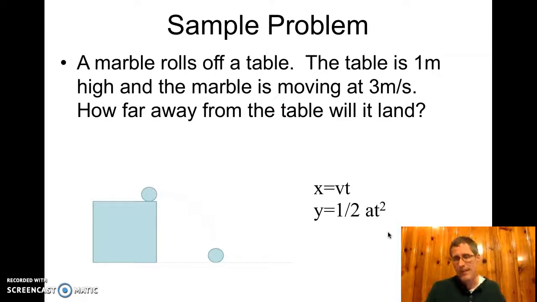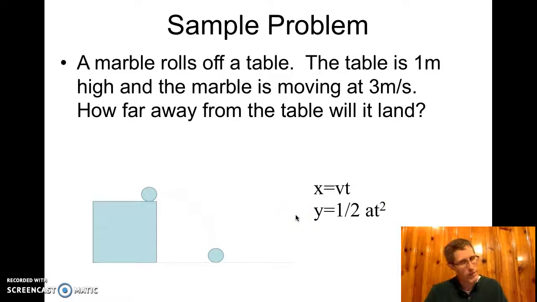So here's a pretty vanilla sample problem. A marble rolls off of a table. The table's 1 meter high. The marble's moving at, say, 3 meters per second. How far away from the table will it land? This is a pretty standard problem in projectile motion. I can change the numbers around. Maybe it's not a table, maybe it's a cliff, and whatever. And I put the equations here to remind you of what they are.